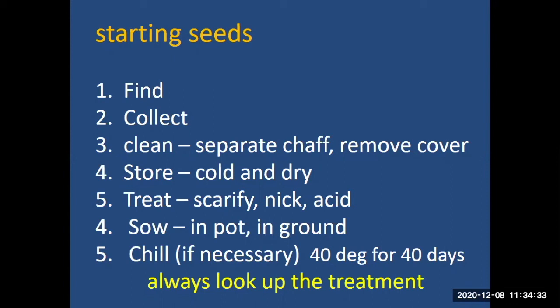Then you sow them in a pot or outdoors in the ground, and they go through a chilling period, which is 95% of the time necessary, 40 degrees for 40 days. You could put them in the refrigerator, you could leave them outside, and they would germinate in the spring. If you don't know the treatments for a particular seed, you've got to look those up in one of the many books that are available on starting seeds.